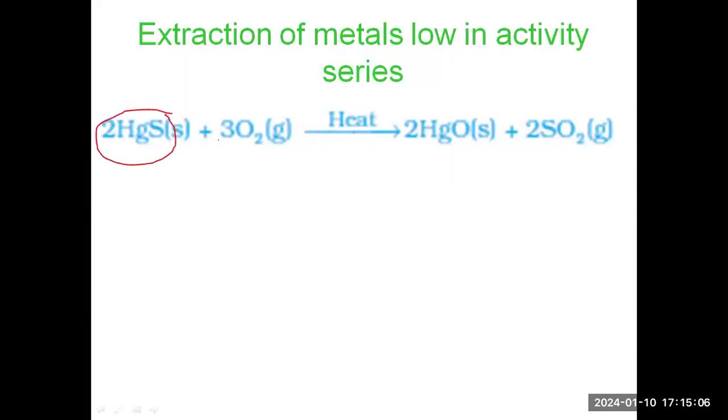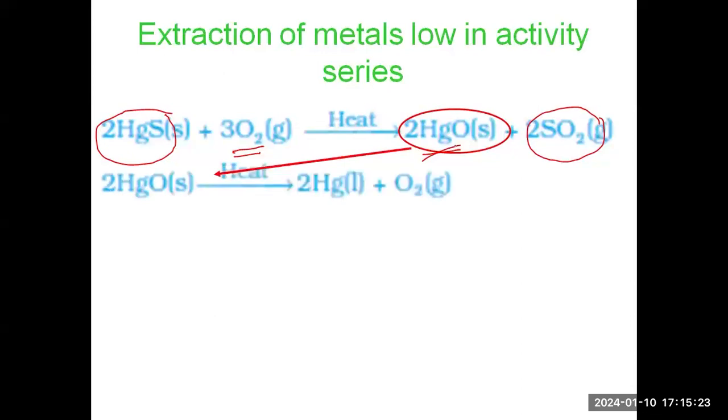Mercuric sulfide. You are heating it in the presence of oxygen. So what happens? Sulfur gets away in the form of sulfur dioxide and we get mercury oxide. If we continue heating this mercury oxide, we get mercury in free form. You can see here, mercury is available in the free form.